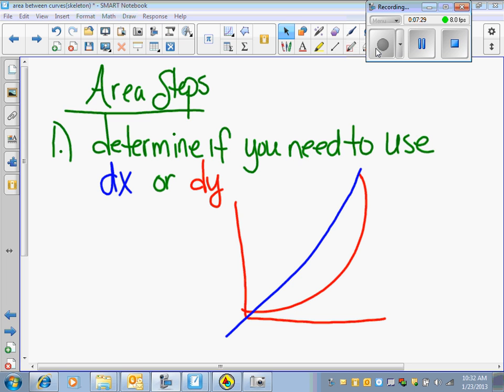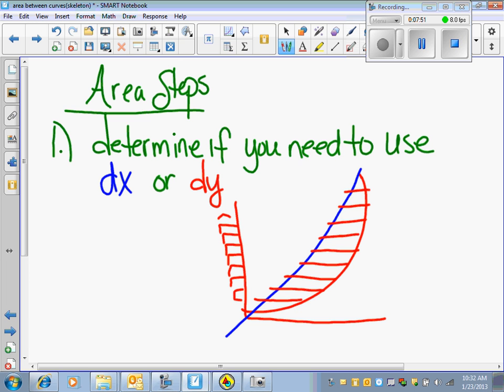If you're given or you decide to do a dy, then you will be slicing your rectangles according to the small changes on the y-axis. So your rectangles will slice dy's, which is perpendicular to the y-axis. So this is when you would use dy to integrate. And if you decided to use dy, dy is going to be your left function minus the integration of your right function.